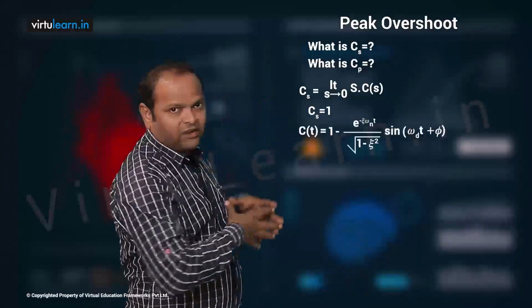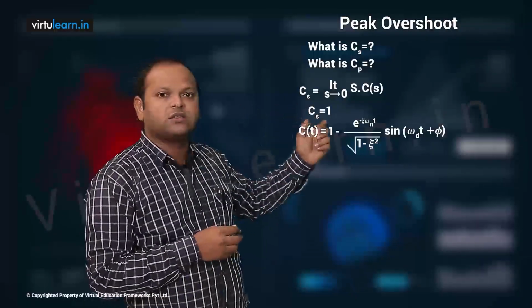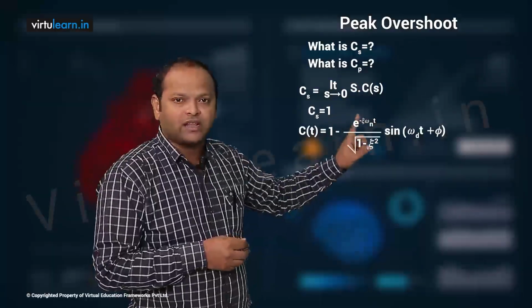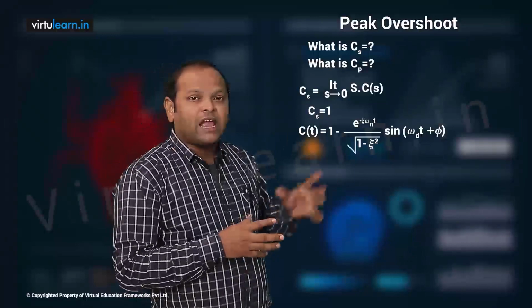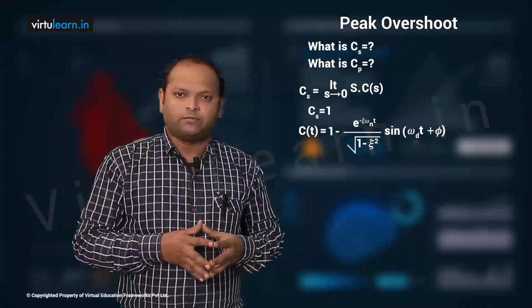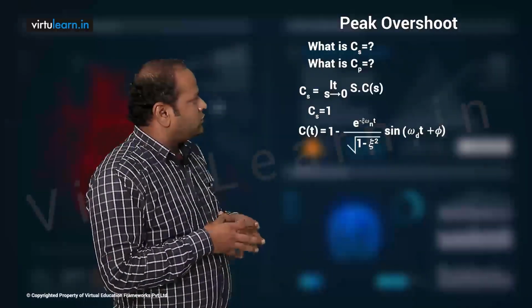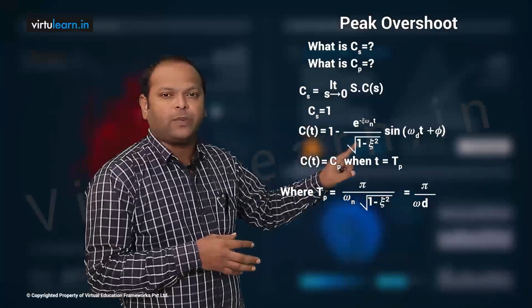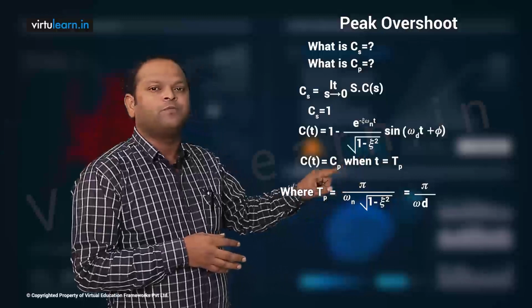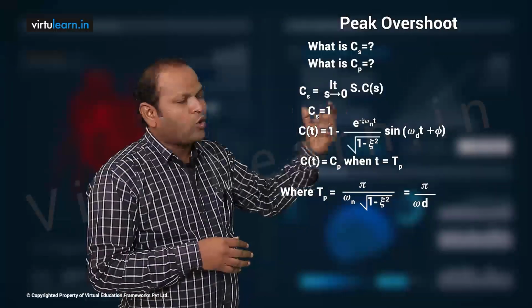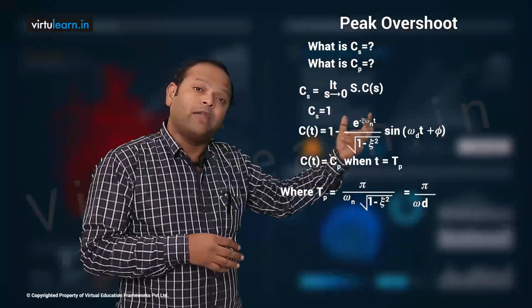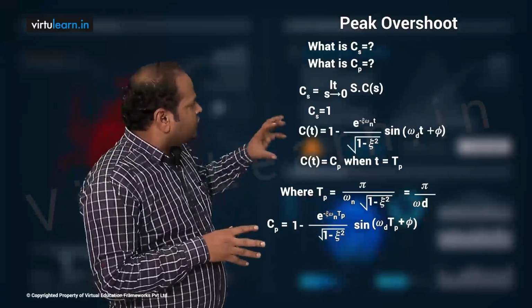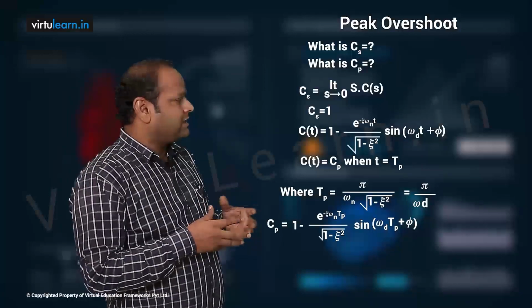So we have the C of t expression, that is 1 minus e power minus zeta omega n t divided by under root of 1 minus zeta square, into sine of omega d t plus phi. Now this C of t will be Cp when t is equal to Tp, where Tp is equal to, again we know the Tp formula, pi by omega n into under root of 1 minus zeta square. So we will substitute and see how we will get the Cp expression.